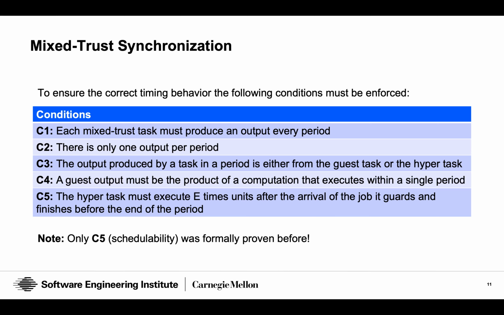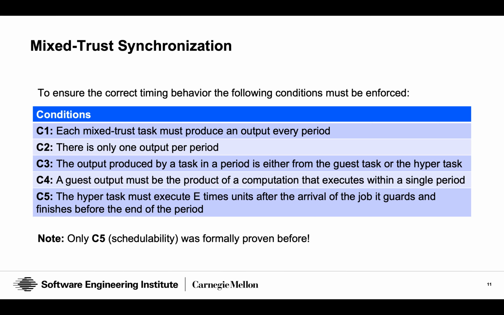To ensure the correct behavior of the mixed trust framework, the following conditions must hold throughout the execution of the system. Condition C1, each mixed trust task must produce an output every period. Condition C2, there is only one output per period. Condition C3, the output produced by a task in a period is either from the guest task or the hypertask.